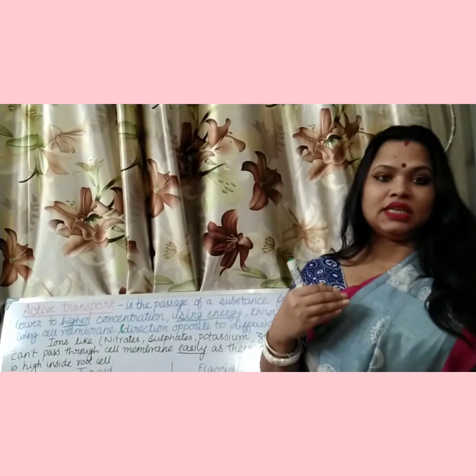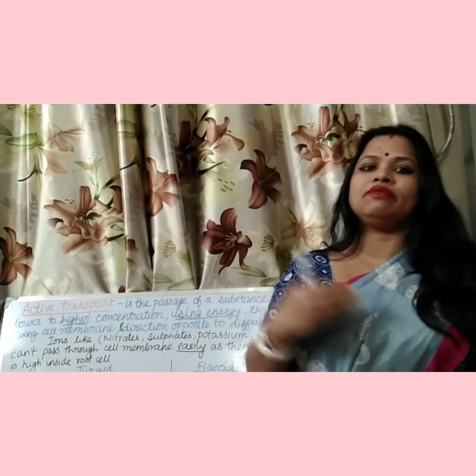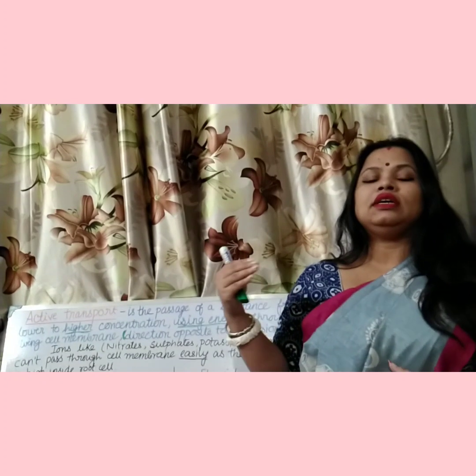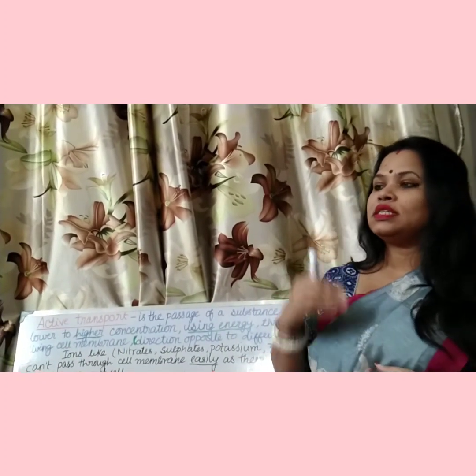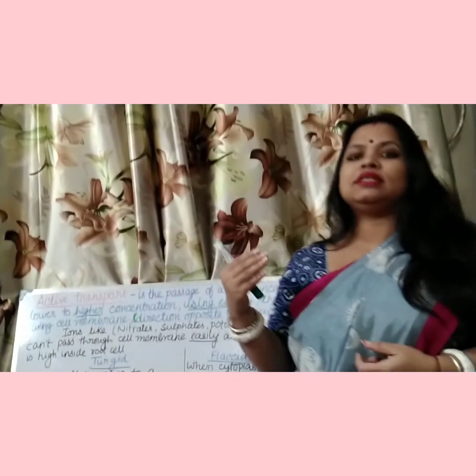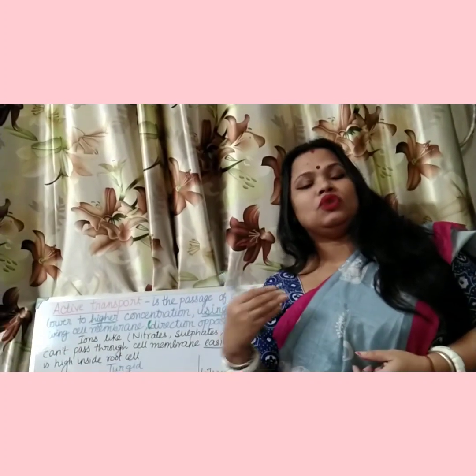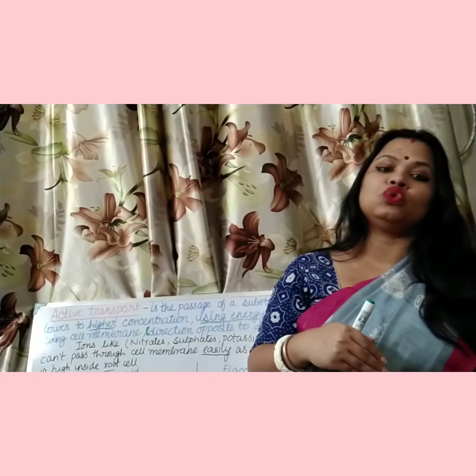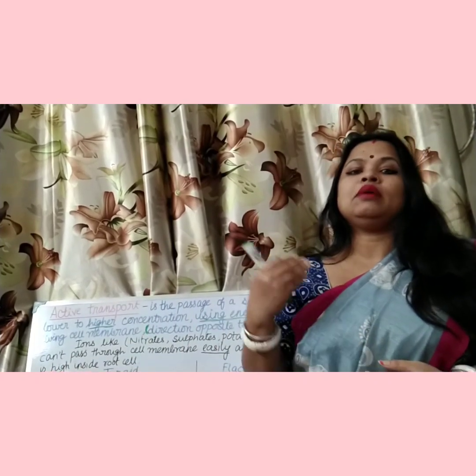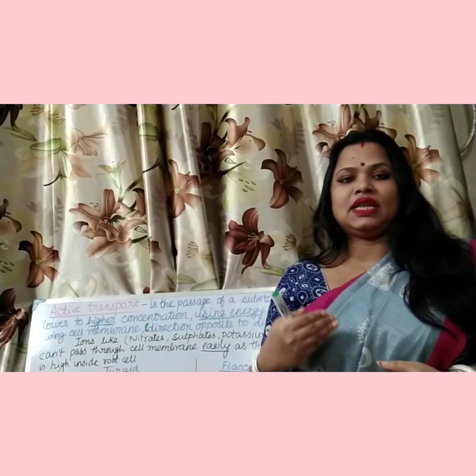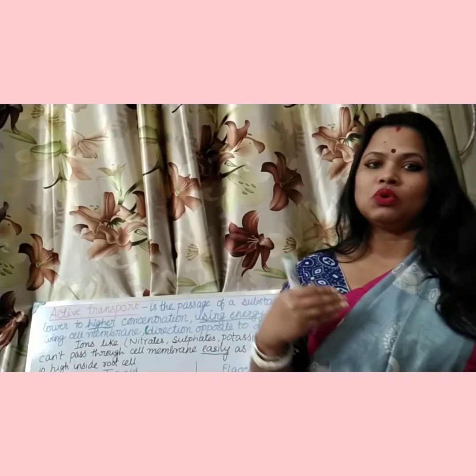With the help of this energy, these ions forcibly enter inward towards the cell from its lower concentration. Where is the lower concentration? Outside, because higher concentration is already there inside the root cell. So these ions forcibly enter the cell from outside lower concentration to inside higher concentration by using the ATP of the cell. That is active transport. So there is an example of active transport.